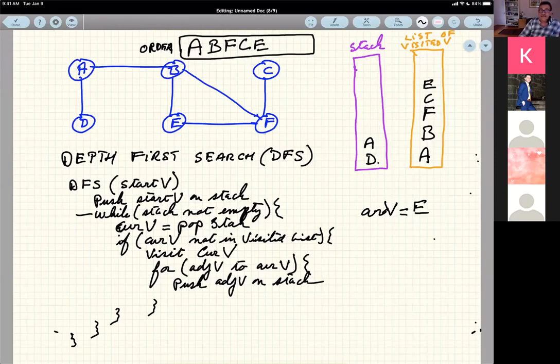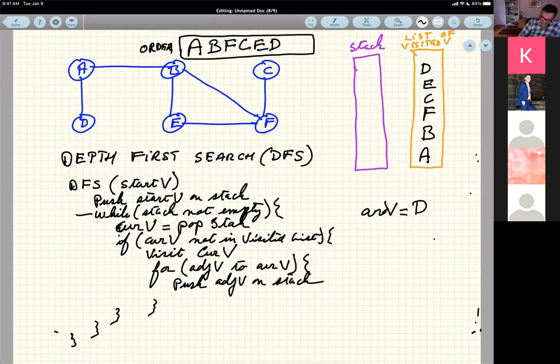E has been visited. Right? Nothing to do in here. Pop the next one. It's A. A has been visited. There's nothing to do here. Pop D. D has not been visited. So D gets added to the list, and D gets added to the list over here.